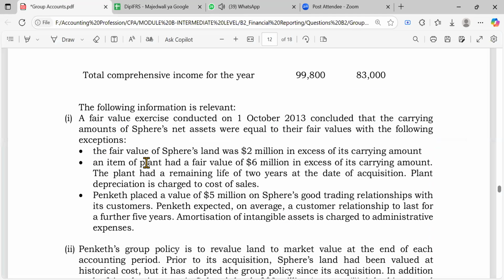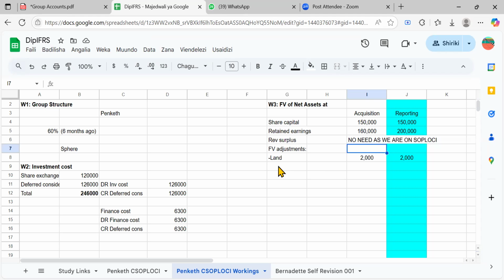An item of plant had a fair value of 6 million in excess of its carrying amount. So I would also do the same. It's a plant. So I would say plant. I would come here and say 6,000. Of course, I would have 6,000 again if we still had it, if we're preparing the financial position. And if we are told this plant had been sold by the end of the year, here we'd have 0, right? Because it would be off the books.